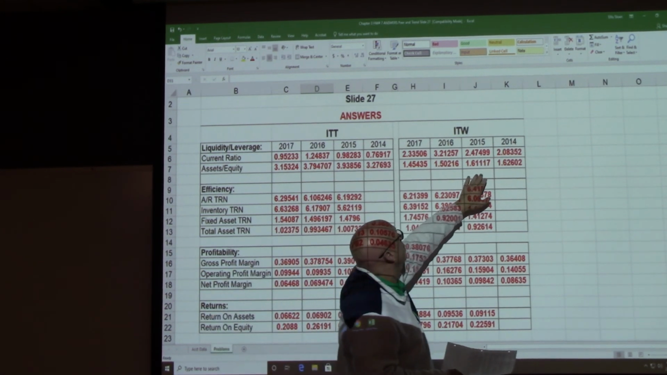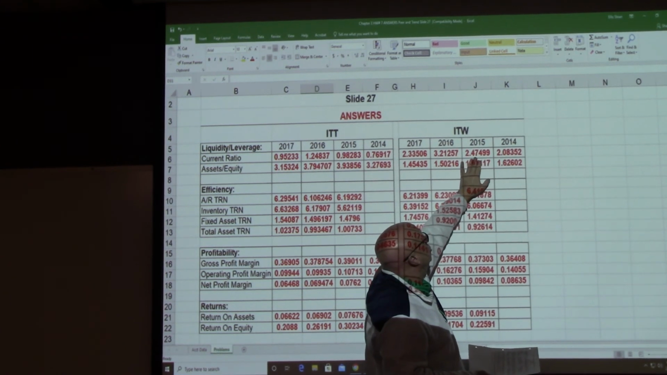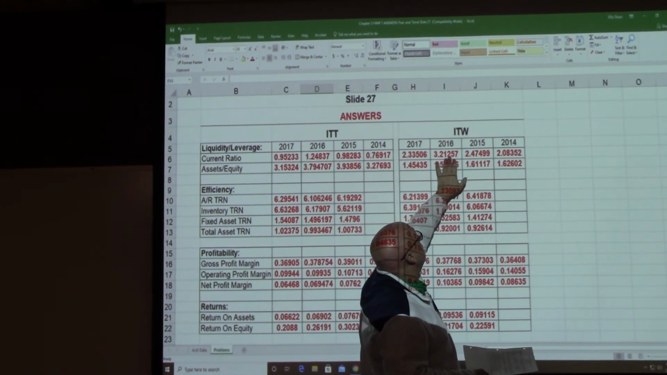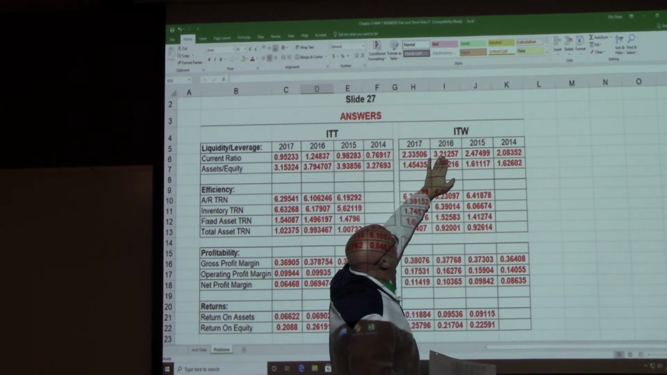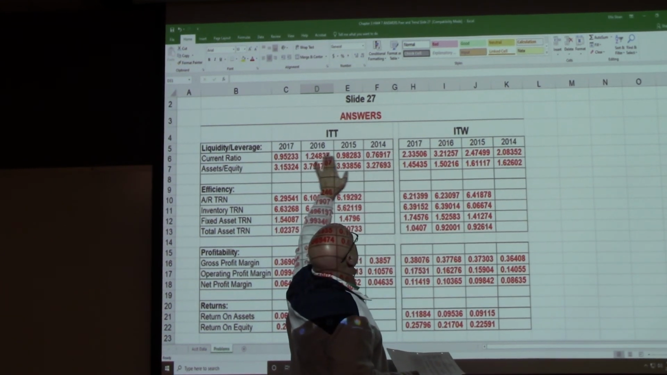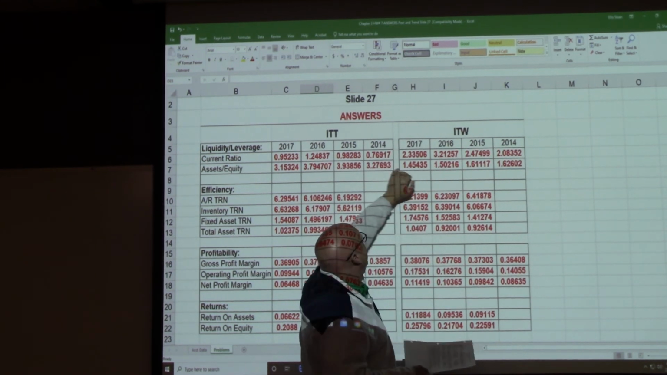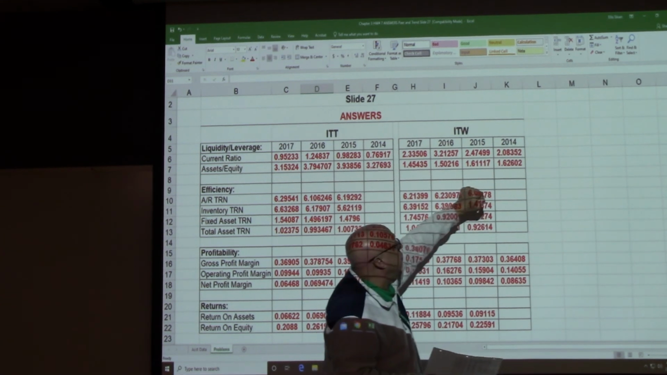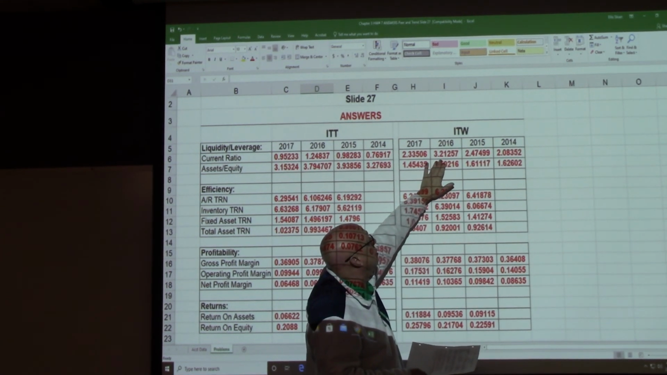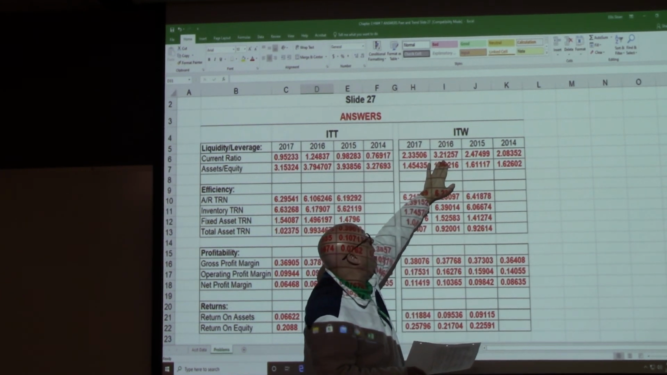Now here we've got 2.1 for ITW. Then it jumps way up to 2.48, higher to 3.21. Now it's interesting to me that both companies had their peak in liquidity in 2016. So that indicates to me that something might be going on in their industry. And their low point was in 2014 for both companies. Something may be going on in their industry that is affecting their liquidity. We need more financial information to determine that.